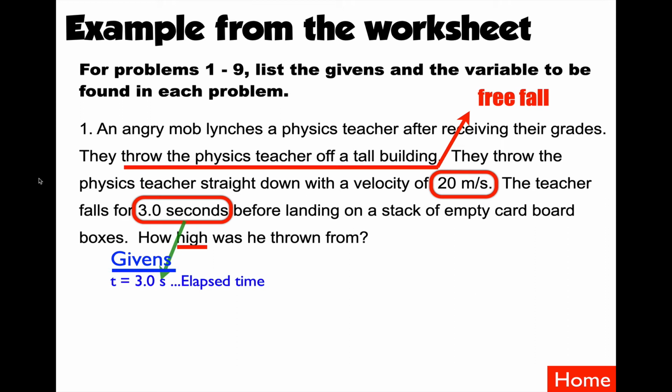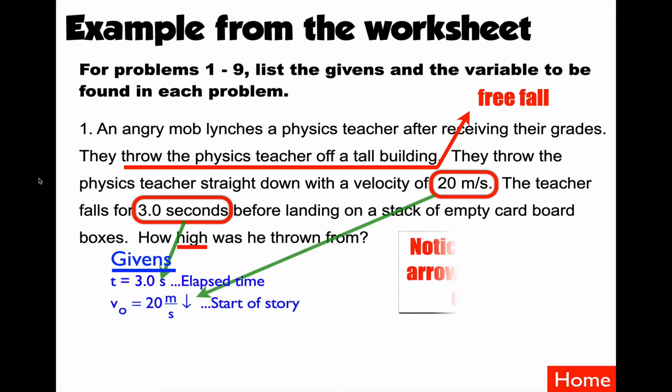The next one, let's see, 20 meters per second. That's a velocity, but which one is that? They throw the physics teacher straight down with a velocity of 20 meters per second. The teacher falls for 3 seconds before landing on a stack of empty cardboard boxes. Oh, well, the 20 meters per second is the beginning of our story. Remember, our story is defined by the motion, so that's the initial velocity.